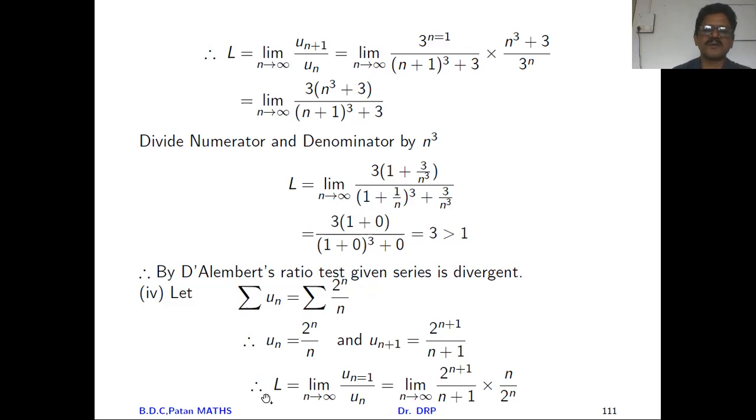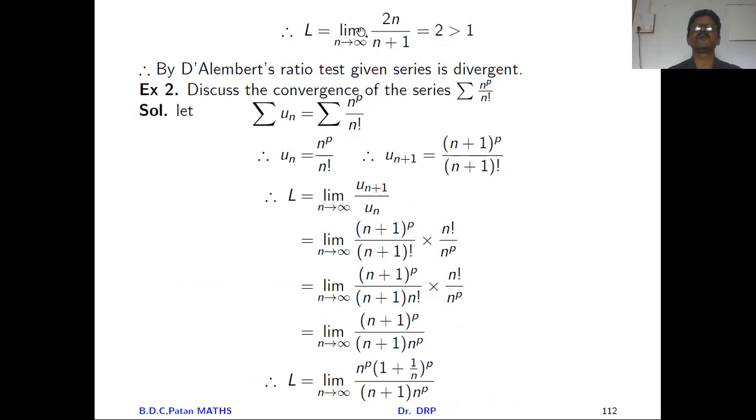And then you determine the limit L, equal to the limit as n tends to infinity of un plus 1 divided by un. This is equal to un plus 1, which is written here, into 1 upon un. If you take the reciprocal 1 upon un, you will get n upon 2 raised to n, and that is written here. Here 2 to the power n plus 1, by laws of indices, we can write as 2 into 2 raised to n. And that 2 raised to n gets cancelled. So in the numerator you get 2n and in the denominator n plus 1.